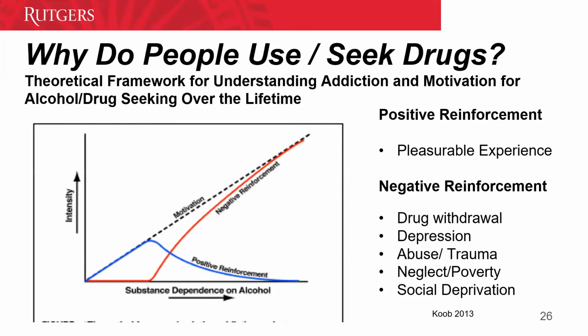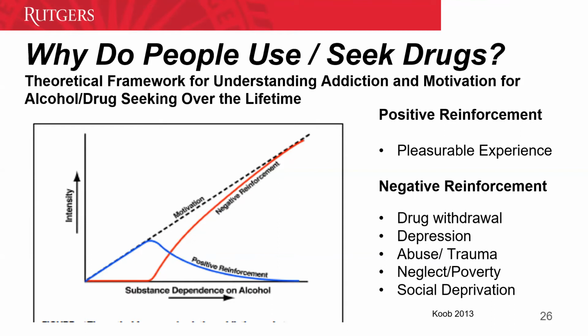So why do people use or seek drugs? This graphic helps explain their motivation for using them. It's a current theory described by neuroscientist and expert George Koob. He has helped us understand that in early substance use, people use it in order to get a high and feel good or achieve a positive reward, also known as positive reinforcement.